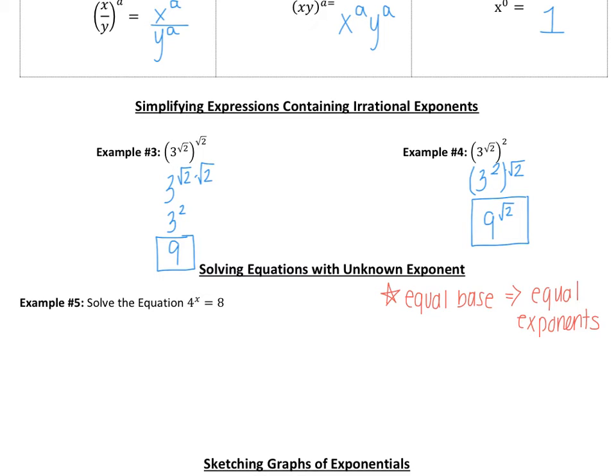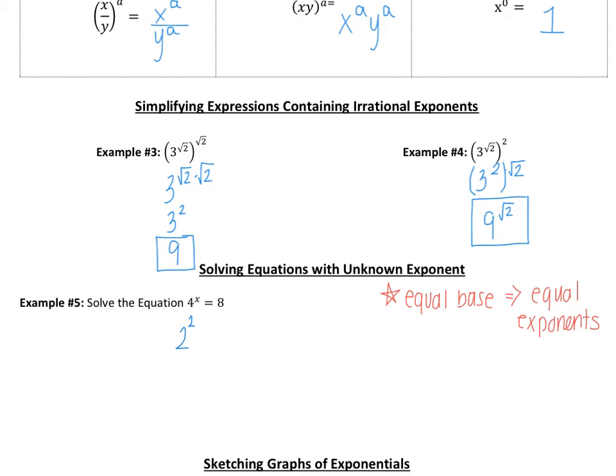In other words, if I can rewrite 4^x equals 8 to have the same base, then whatever those exponents are, they'll be equal. So I'm going to try to go as small as possible. We always want the smallest base. It'll make it much easier. So when I think of 4, I realize I can rewrite 4 as 2 squared.